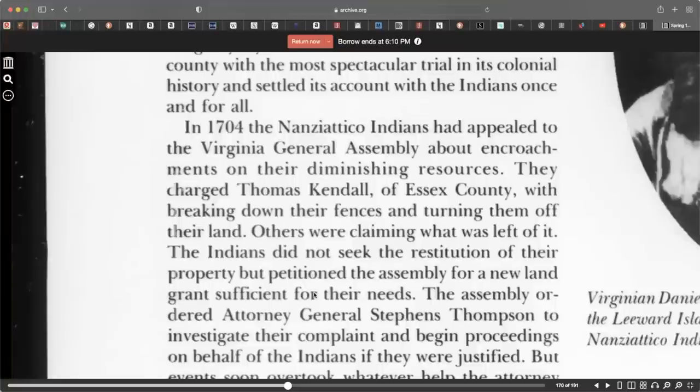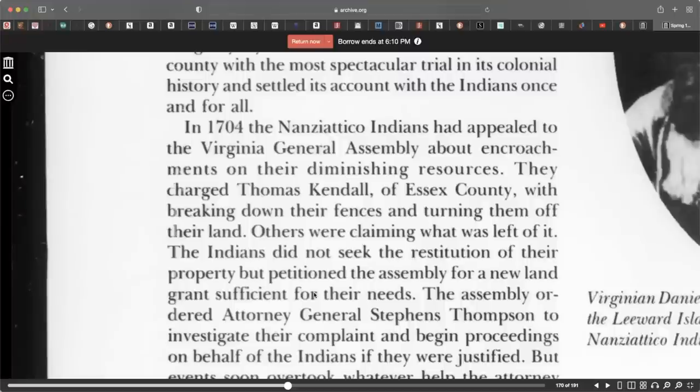What's up? They've taken all our resources. They're not respecting our land. They charged Thomas Kendall of Essex County with breaking down their fences and turning them off their land. You see what he was doing? Others were claiming what was left of it.